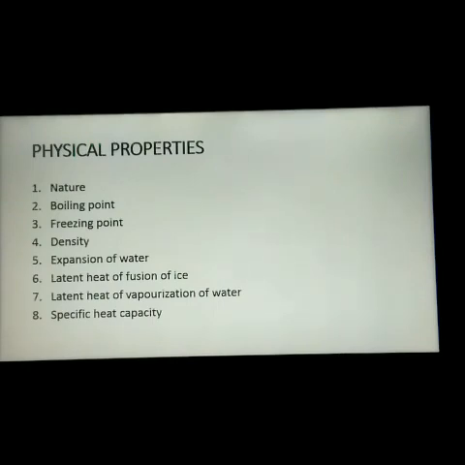Yes, it is 100 degrees Celsius at atmospheric pressure. At this temperature, water boils and changes into steam. The boiling point of water increases with increase in pressure.